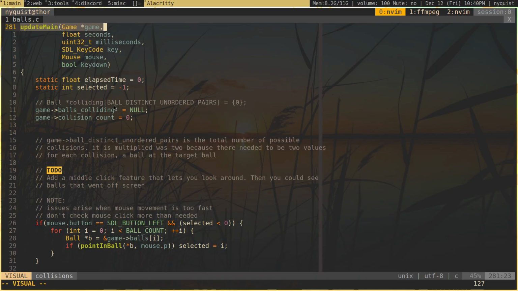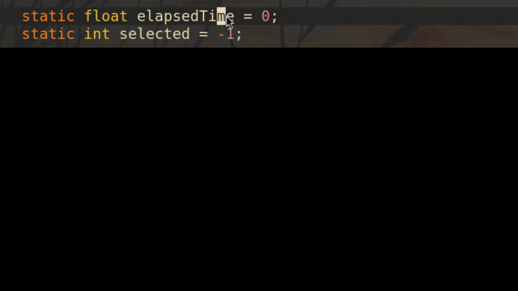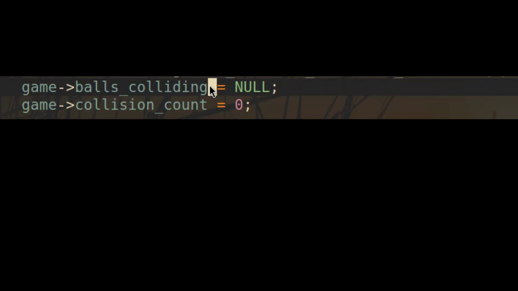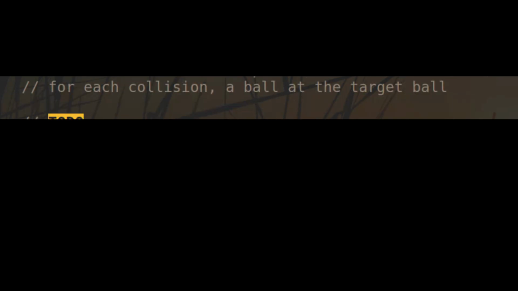And then we can look at the main game logic. Elapsed time is how much time has passed inside of the function for what I need to compute. And then selected is the selected ball, -1 meaning no ball selected. I'm going to fix that. This is an array of balls colliding. This is how many balls are colliding, and the count to be used with that array.